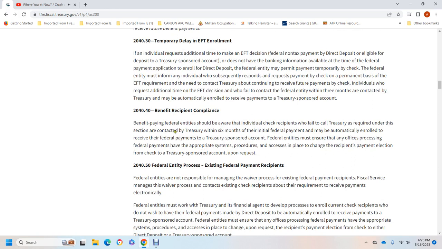Alright, 2040, benefit recipients complying with the benefit payment with the federal entity should be aware that an individual check recipient who fails to call the Treasury as required under this section, to contact the Treasury within 6 months of the initial federal payment, may be automatically enrolled and receive the federal payment in the Treasury sponsored account. The federal entity should ensure that the office processing the federal payment has the appropriate systems in place to change the recipient's payment election from check to the Treasury sponsored account upon request.